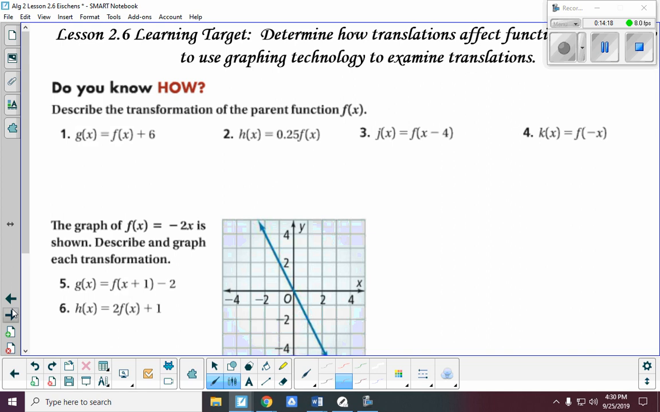Here are a few more problems. It says describe the transformation of the parent function f of x. Well, g of x equals f of x plus 6. The number at the end is your up-down change, so we call that a translation up 6.